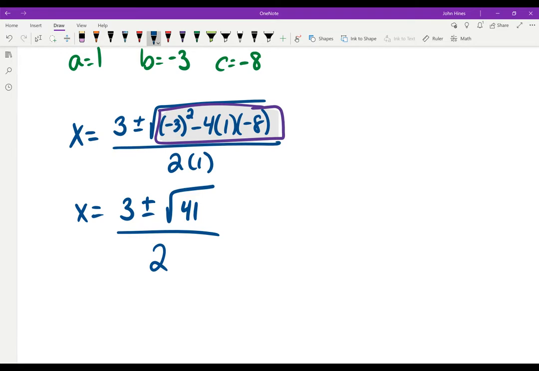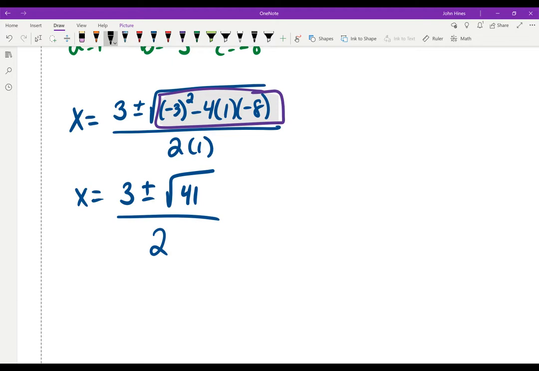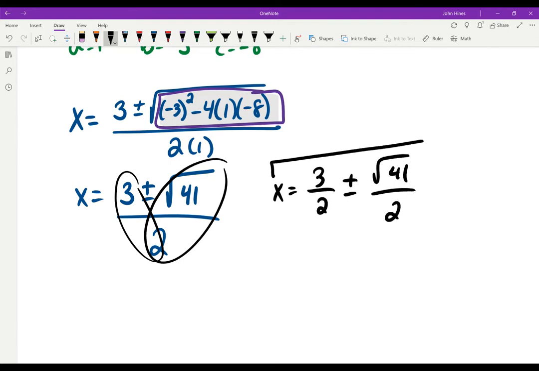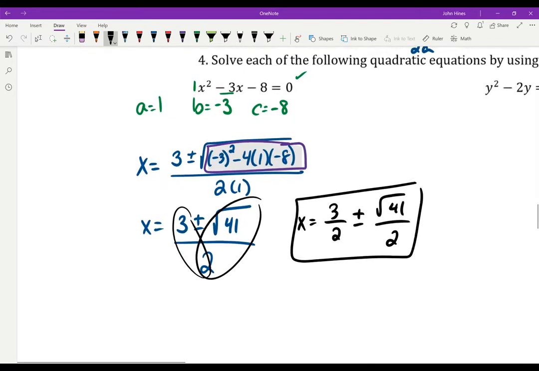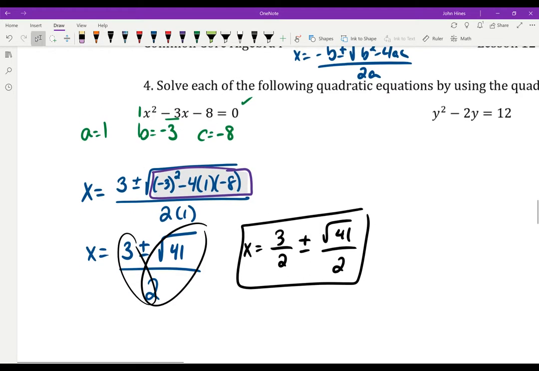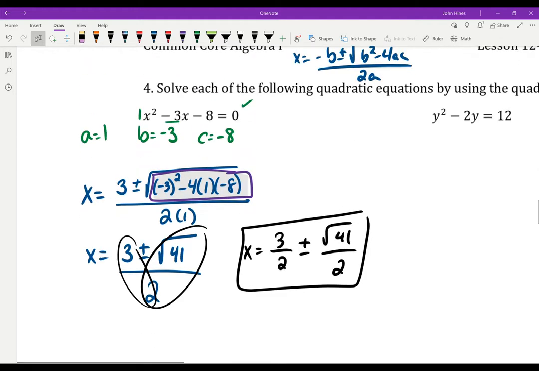That's it. That's all we really have to do. We have a couple things that could happen now. We could check the square root to see if I can tear it apart. 41 cannot be torn apart. Sometimes I like to divide this fraction and write my answer as x equals 3/2 plus or minus radical 41 over 2. Sometimes I leave it as one combined fraction. But that's the awesome part of the quadratic formula. I did the crazy completing the square up above. You take the numbers and you plug them in.